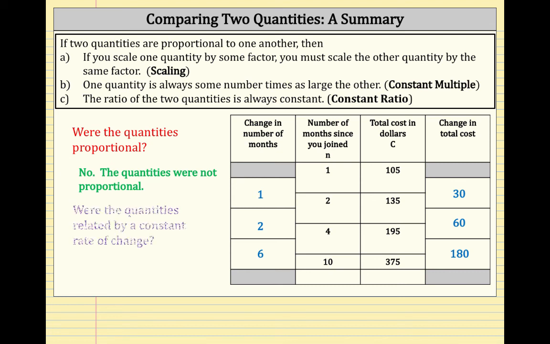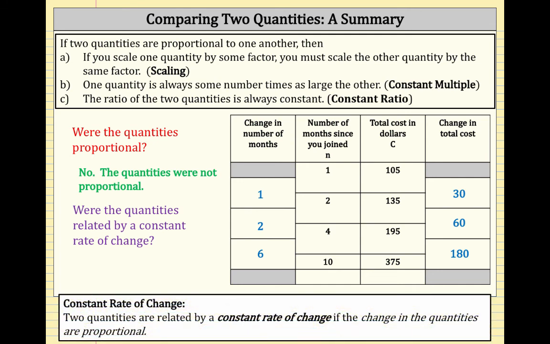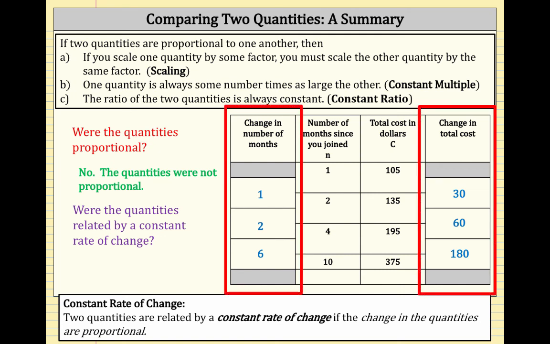Now let's see the other question. Were the quantities related by a constant rate of change? So again, let's think about what the word constant rate of change means. It says two quantities are related by a constant rate of change if the change in the quantities are proportional. So what we have to do is look at the change in quantities. It's highlighted by these red rectangles that you see here. And when we went through this analysis, we did find out the changes in the quantities were proportional. Again, we verified these two different ways.